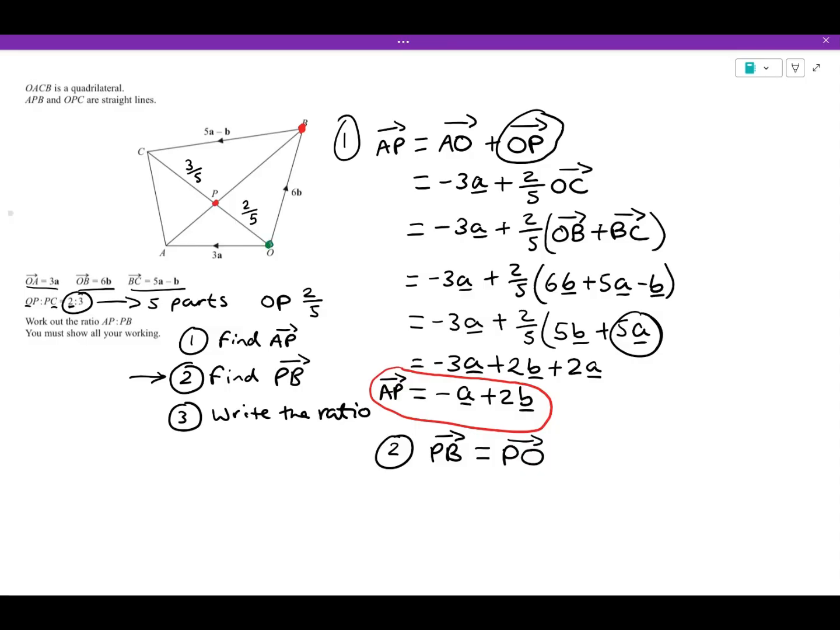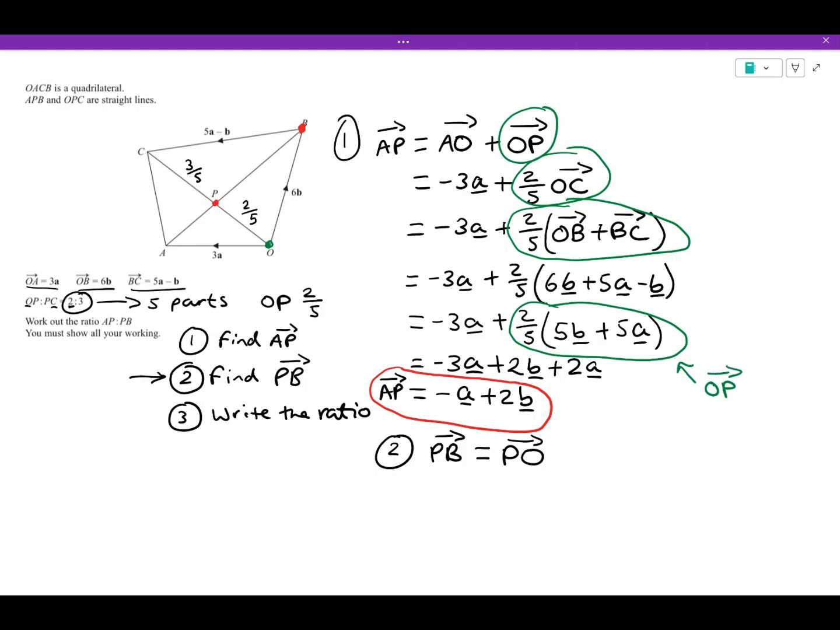Okay, if we look up here, we were working with o to p, and that was 2/5 of o to c, and that was 2/5 of o to b plus b to c. So that vector would be this one here, and then we've got the simplified version in the bracket below that. So this is the one I'm going to use because this vector here is o to p. So if I want p to o, I'm going to have to multiply that vector by -1. Okay, so we're going to make use of that.